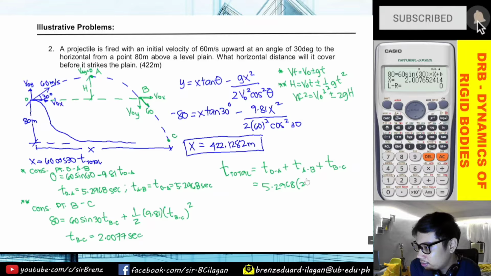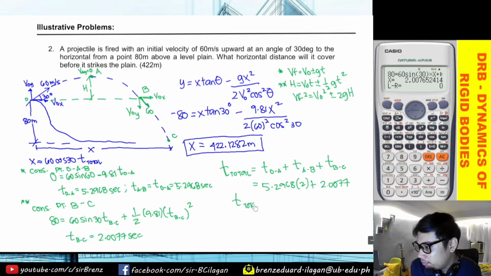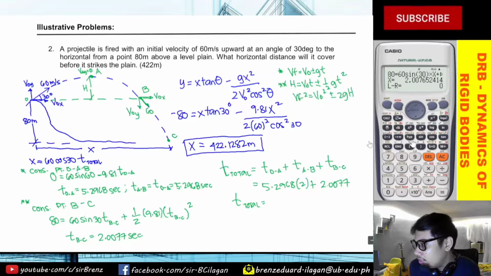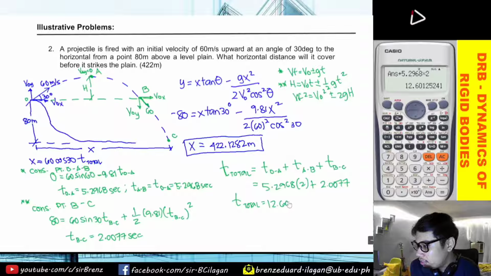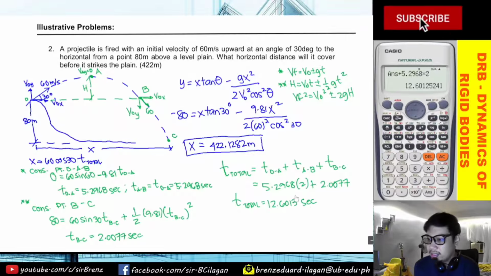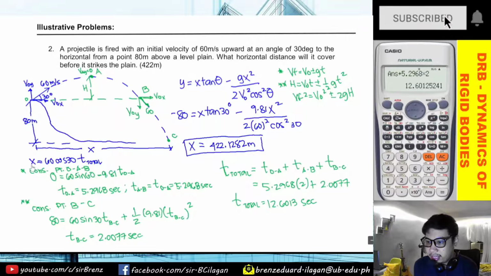Okay lang ba na times 2 ko na lang to? Ito lang din kasi yan. And then plus 2.0077. So, the total time is equals lang, 5.2968 times 2 plus 2.0077. So, 12.6013 seconds. So, to compute for x, ayan, pwede na natin itong gamitin itong equation na to.